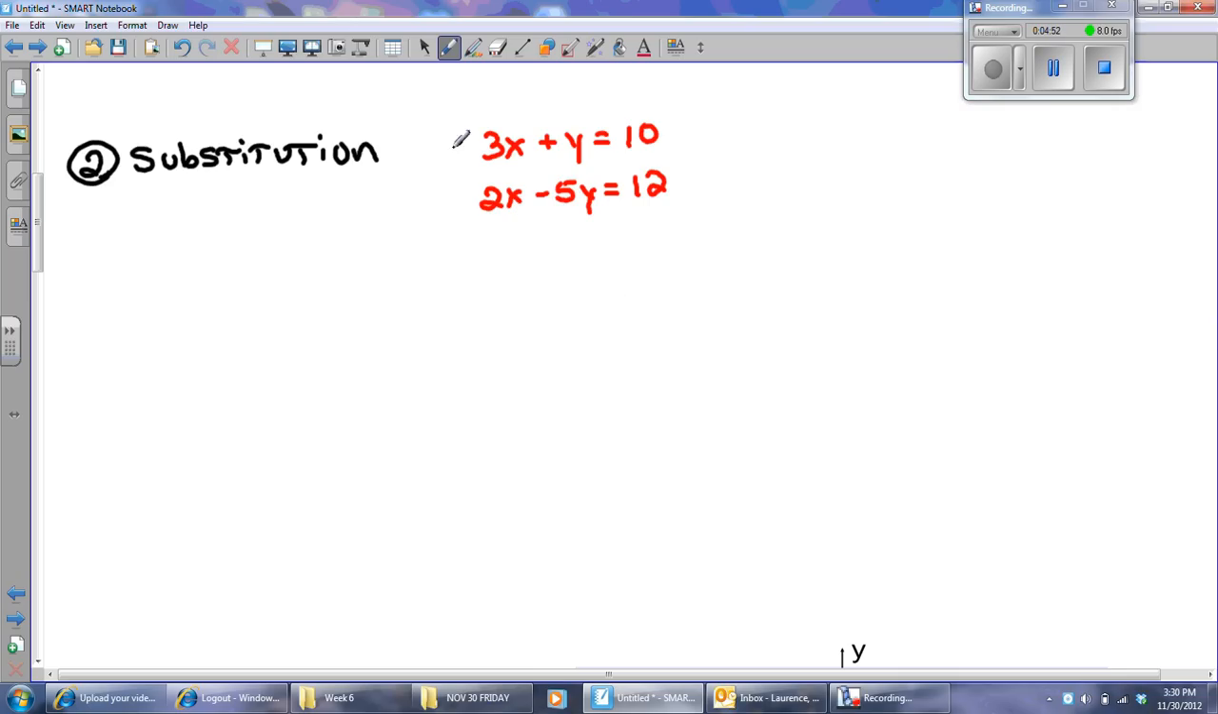There's a substitution problem. Remember, I'm going to decide which variable to solve for: x in the first equation, y in the first equation, x in the second equation, or y in the second. In this case, it looks like it'd be easiest to solve for y. So I'm going to subtract 3x from each side. I'm going to get 10 minus 3x. All right, well now I take the second equation, but wherever I see a y, I put 10 minus 3x in its place.